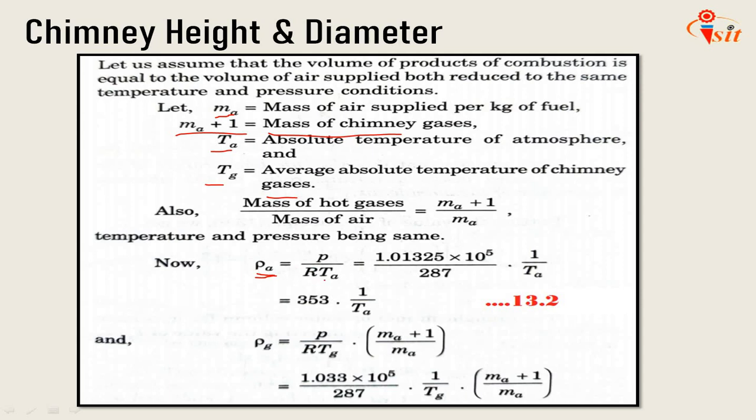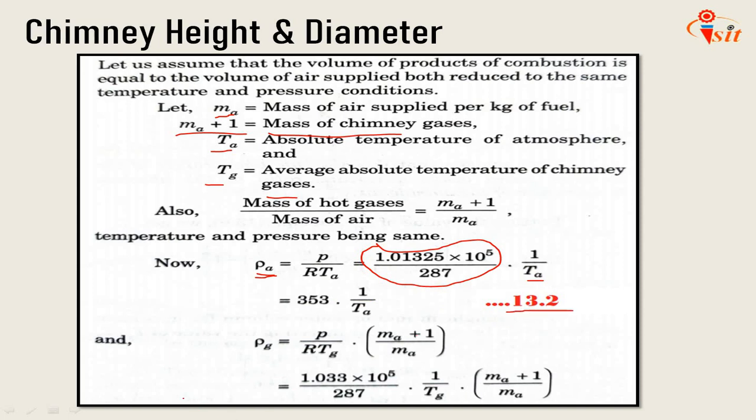So rho A equals P upon R Ta. Now we are substituting the value of atmospheric pressure, that is 1.01325 bar, which in terms of Newton per meter square is multiplied by 10 raised to 5, divided by R, the gas constant, 287 joule per kg Kelvin, multiplied by 1 upon Ta. We are keeping 1 upon Ta as it is. After calculating, we get 353 multiplied by 1 upon Ta. That will be the equation 2.